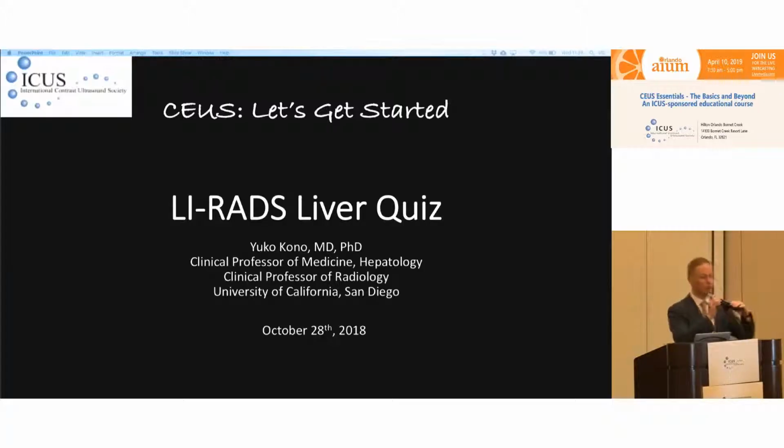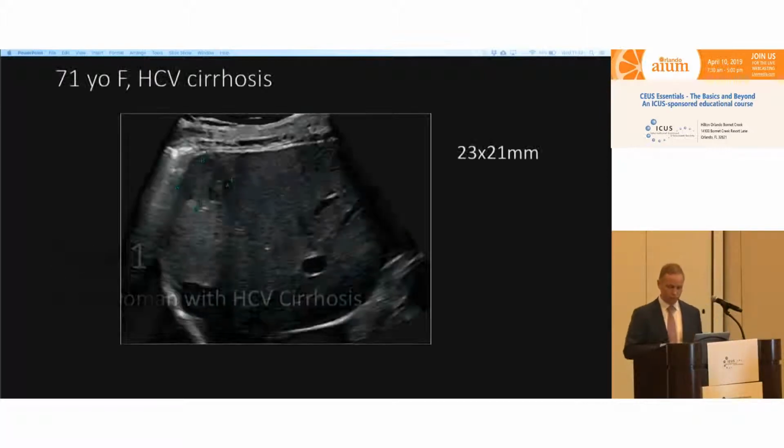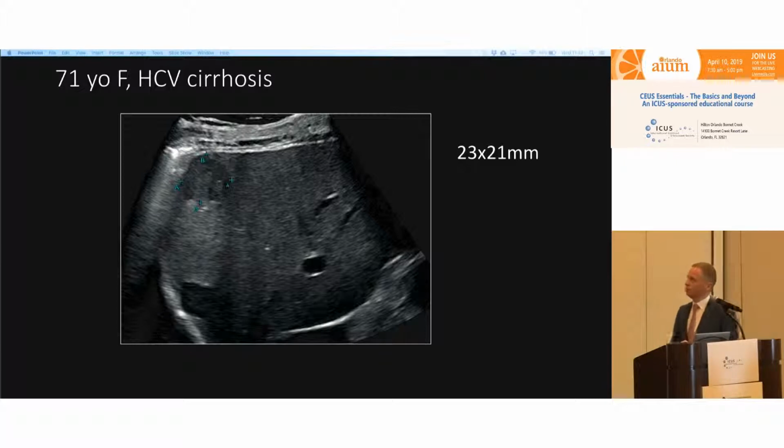Dr. Khanna prepared this presentation with a bunch of cases, a bunch of questions that basically go over the main LI-RADS categories, and we'll just do some cases, and they are all going to have some scans for you to take a look at. All right, so case number 1, a 71-year-old female with HCV cirrhosis with a 2.3 by 2.1 centimeter lesion in the liver.